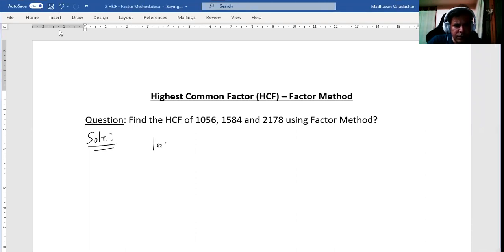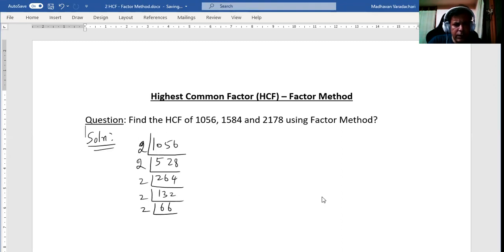Let us take the first number, which is 1056. First, divide this by the least prime number, 2, because this is an even number. 2 5s are 10, 2 2s are 4, so it is 528. Then again 264, then again 132, again 66, and then 33. Now this is not divisible by 2, so let me try with 3. 11 itself is a prime number, so I have to stop.